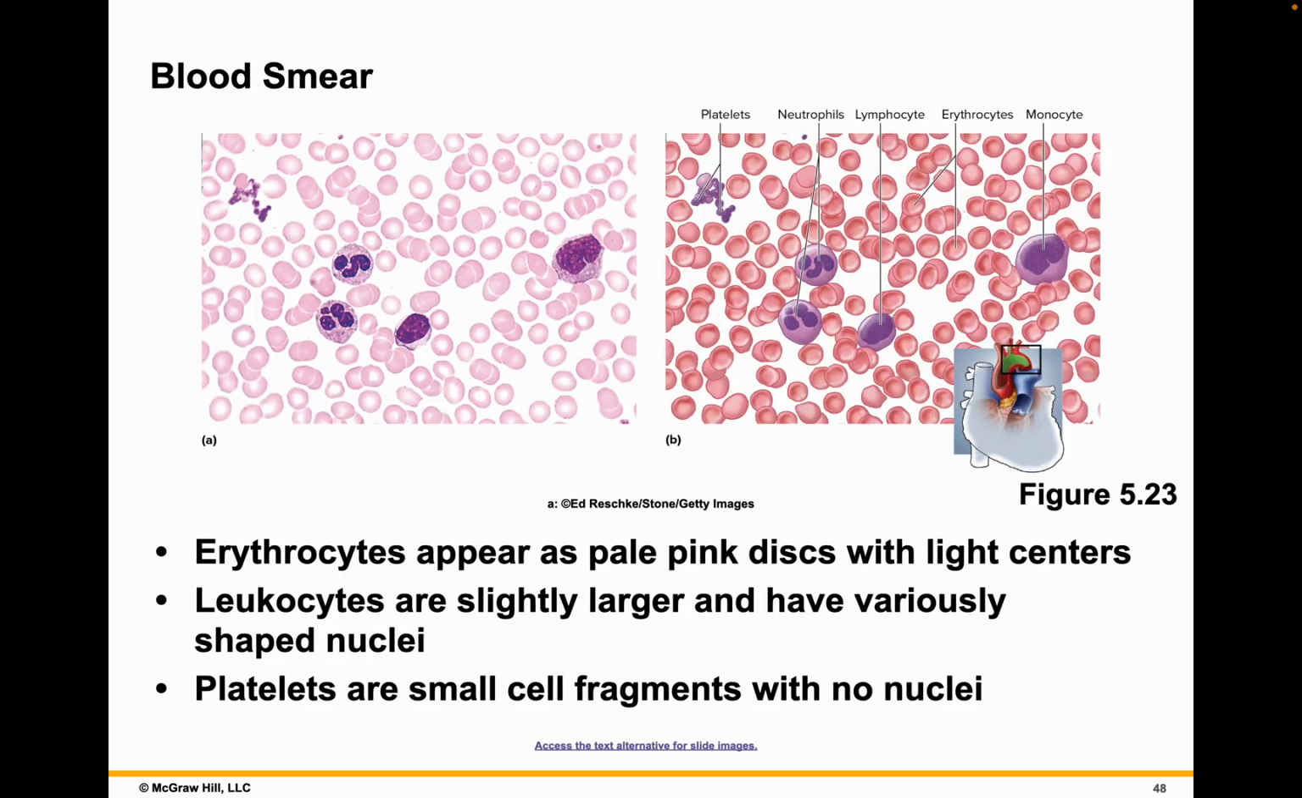Erythrocytes appear as a pale pink disc with light centers. Leukocytes are slightly larger and have various shaped nuclei. Platelets are very small cell fragments and they do not have nuclei.